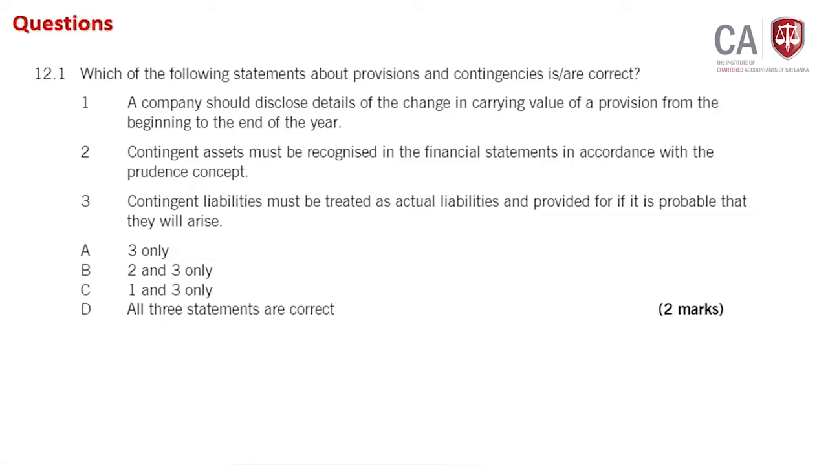Now, to decide between A, C or D, read the second statement. Contingent assets must be recognized in the financial statement in accordance with the prudence concept. Completely wrong. We discussed a few minutes ago, contingent assets will not be recognized. Therefore, the answer is what? C, 1 and 3.